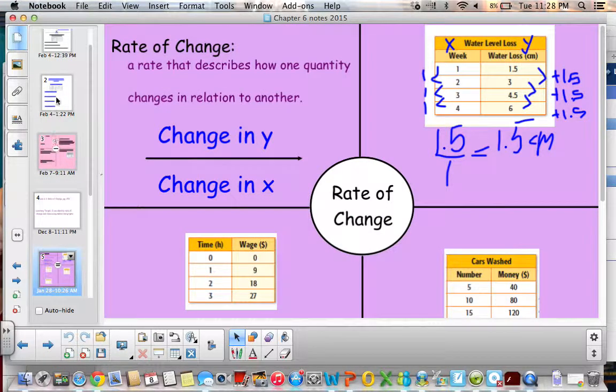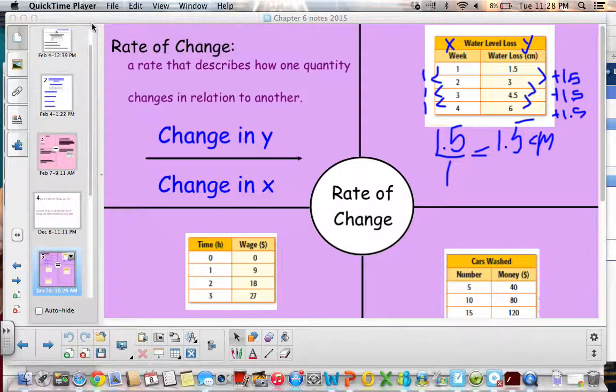The learning target is identifying rate of change and slope using tables and graphs. So the rate of change is a rate that describes how one quantity changes in relation to another. So this is something you should write down. And then change in y over change in x is another something very important that you should write down.